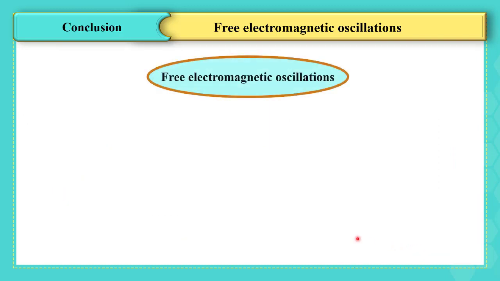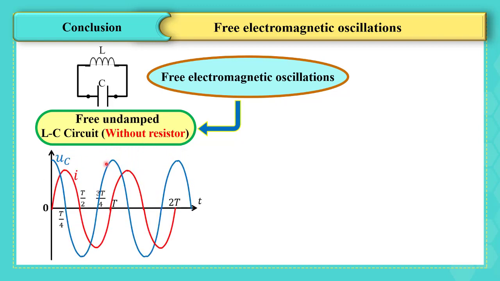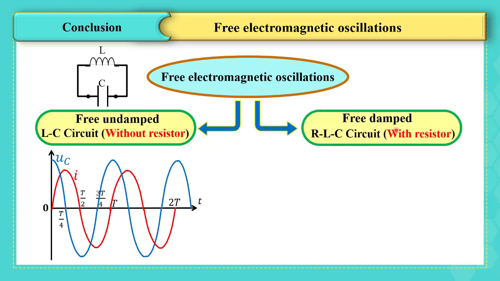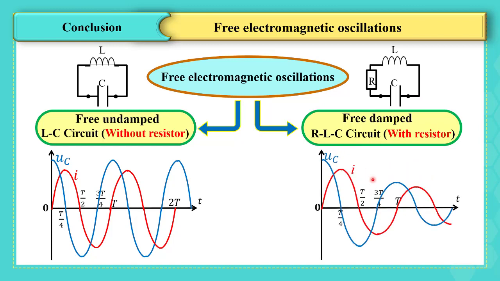Now, the free electromagnetic oscillation can be free undamped in the case of no resistance, where the amplitudes of UC and the current are constant, or it could be free damped electromagnetic oscillations in the case of existence of a resistor in the circuit, and the amplitudes of UC and the current decrease.